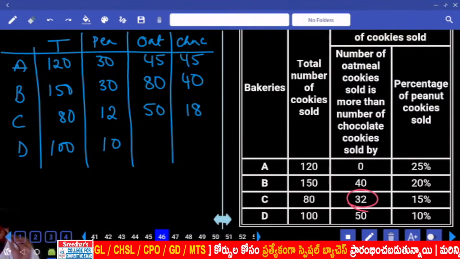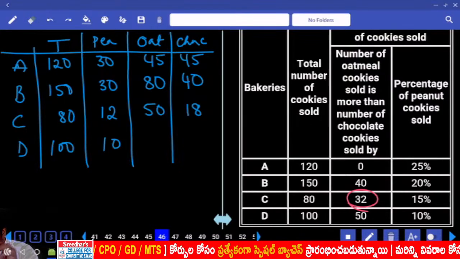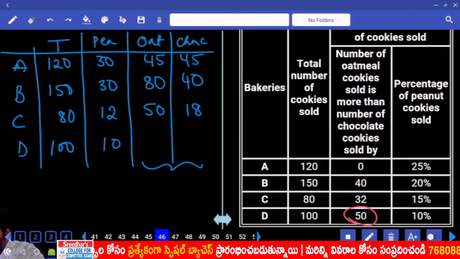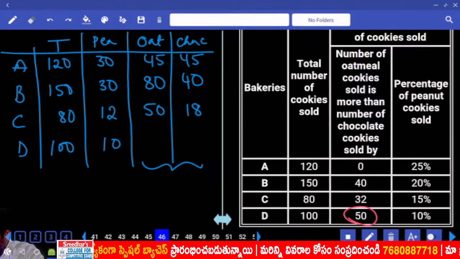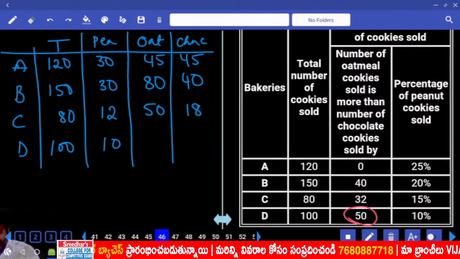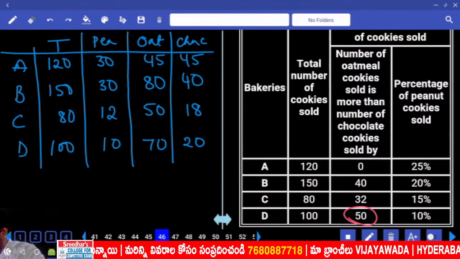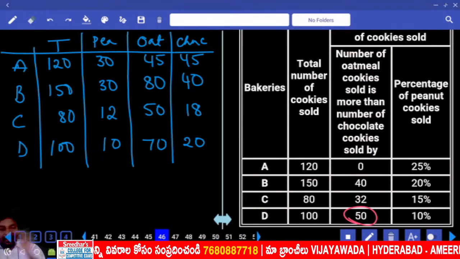Now 50. Out of 100, 10 is there. Both together 90. Difference is 50. Subtract 50, 40, equally divided. When it is 20 out of 90, 70 comes here. Clear? Now the table is prepared.